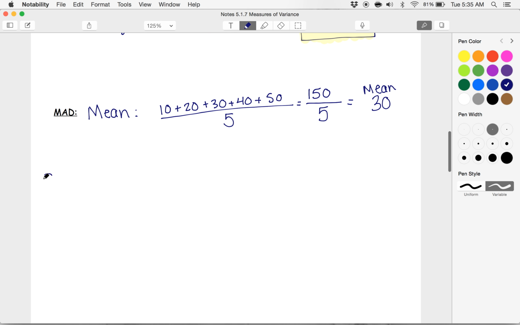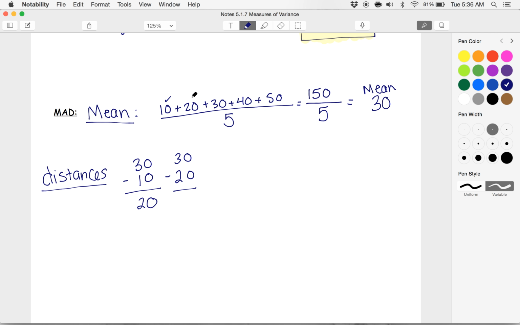Next, we now need to find the distance from the mean. So we're going to do 30, that's my mean, minus 10, my first data point. That gives me 20. Now I'm going to do 30 minus my data point, which is 20. That gives me 10. I'm going to do 30 minus my data point of 30. That gives me 0.